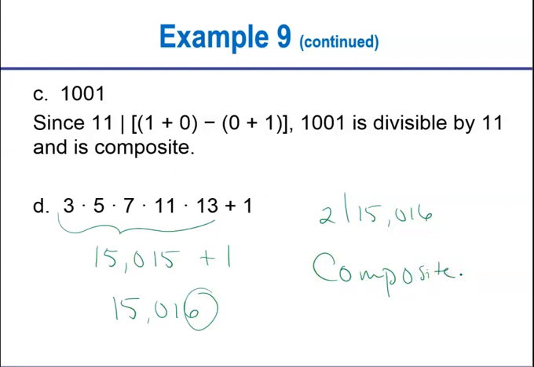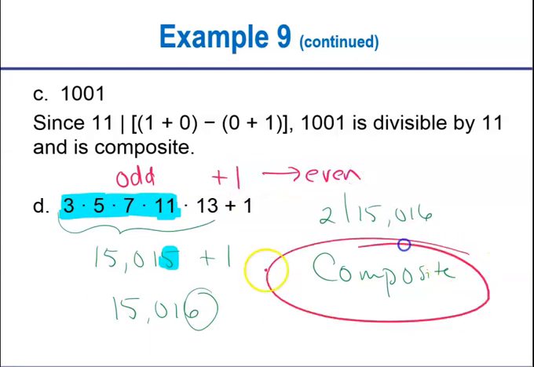Now, here's something I want you to think about. All of these numbers are odd. And you may have noticed this, you may have realized this already. But whenever you multiply a product of odd numbers, the answer is always an odd number. So I knew before I multiplied this in my calculator that this is odd. If you take an odd number and you add 1 to it, it turns it into an even number, right? And that tells me right off the bat this is composite because 2 divides every even number. Neat trick, don't you think?